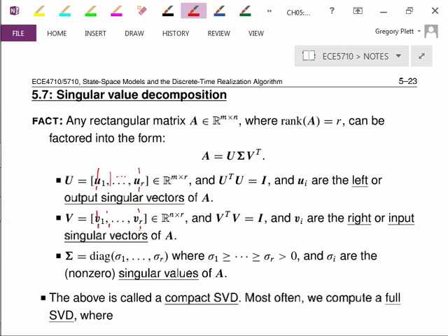And lastly, sigma is a diagonal matrix. It's zero everywhere except on the diagonal. And on the diagonal we have positive numbers from little sigma 1 through sigma r that are ordered such that sigma 1 is bigger than sigma 2, which itself is bigger than sigma 3, etc. All of them are strictly positive. And these are called the singular values of the A matrix. This is a compact SVD.